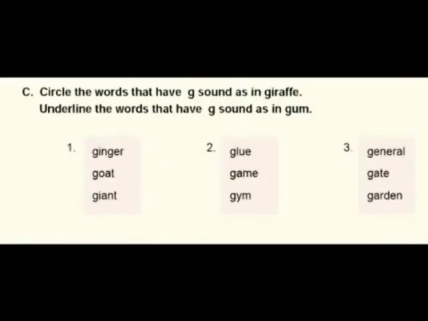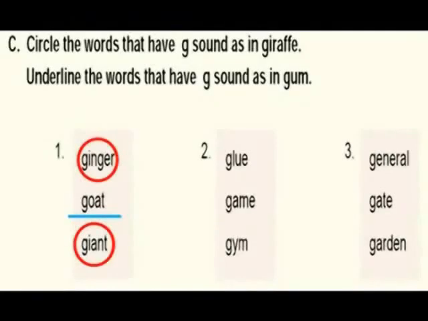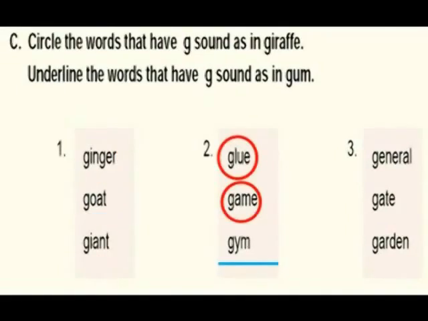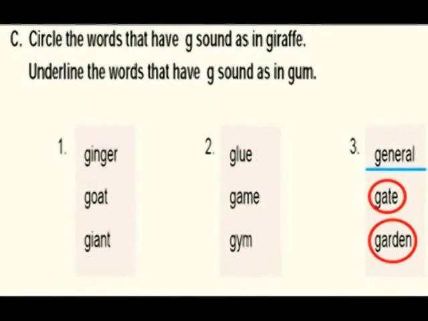Task C. Listen to the words. Circle the words that have the G sound as in giraffe. Underline the words that have the G sound as in gum. Box number 1: ginger, oat, giant. Box number 2: glue, game, gym. Box number 3: general, game, garden.